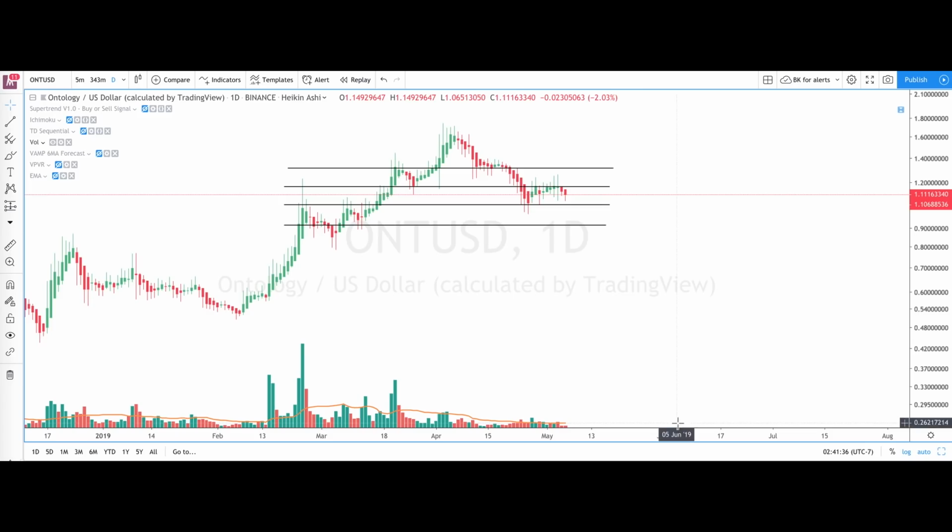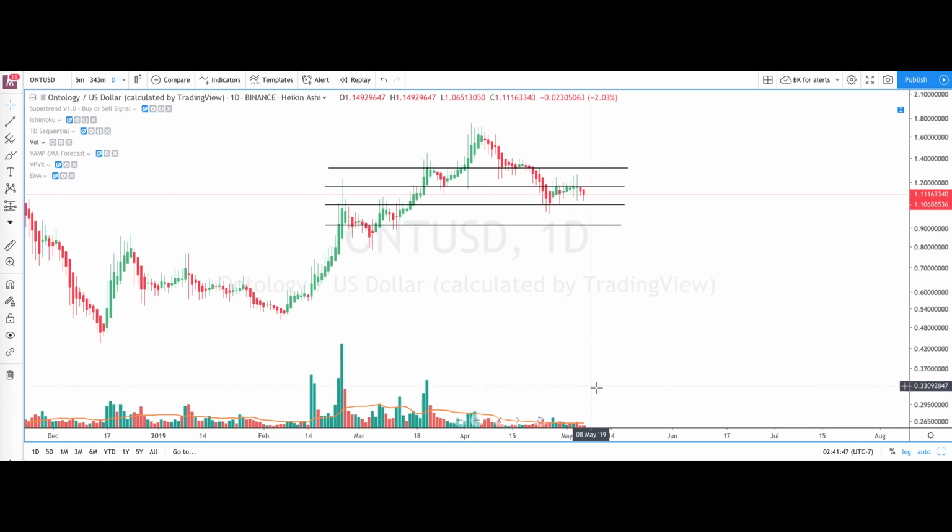And you can see on the chart right now, our resistance was clearly set here at about $1.16, trying to find support at about $1.04. The concerning thing here is that we've got declining volume.